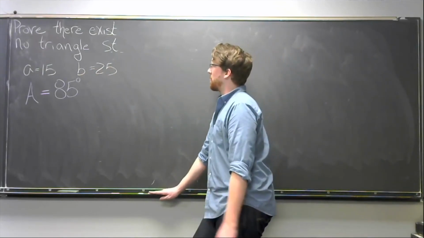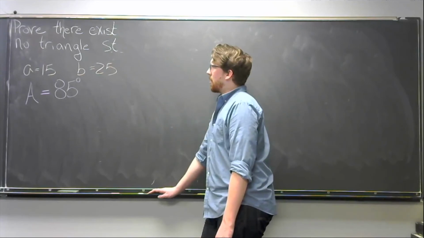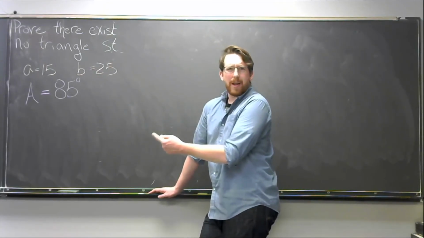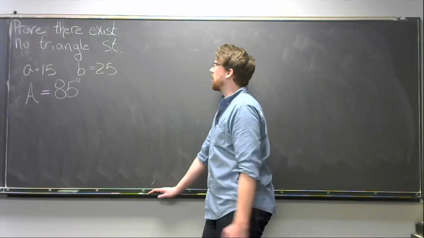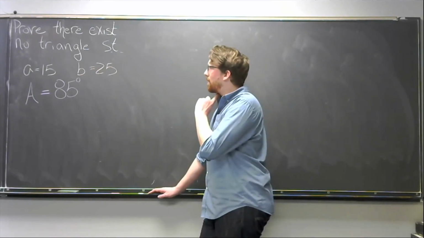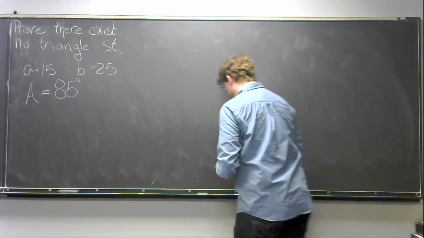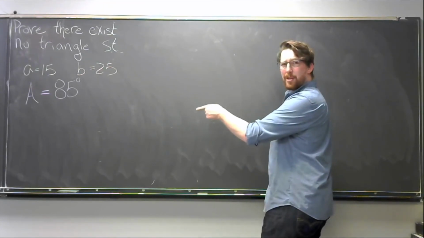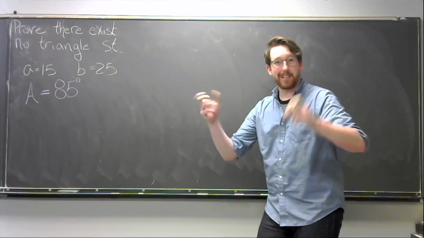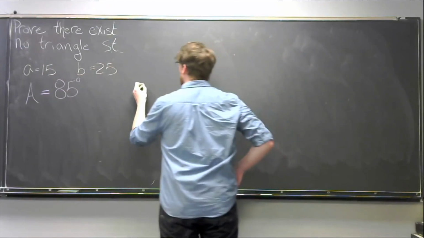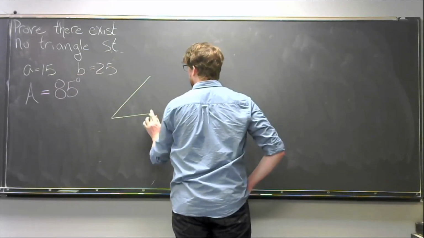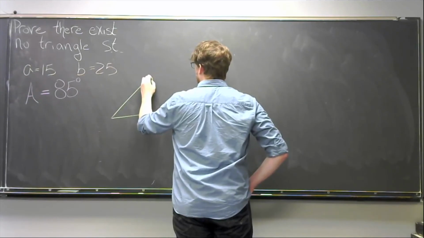Now, looking at it, I don't know. Like, how do we show this? I don't know. But we could start by drawing out this triangle, or triangle because it doesn't exist, right? We've got a triangle that presumably is going to look something like this.